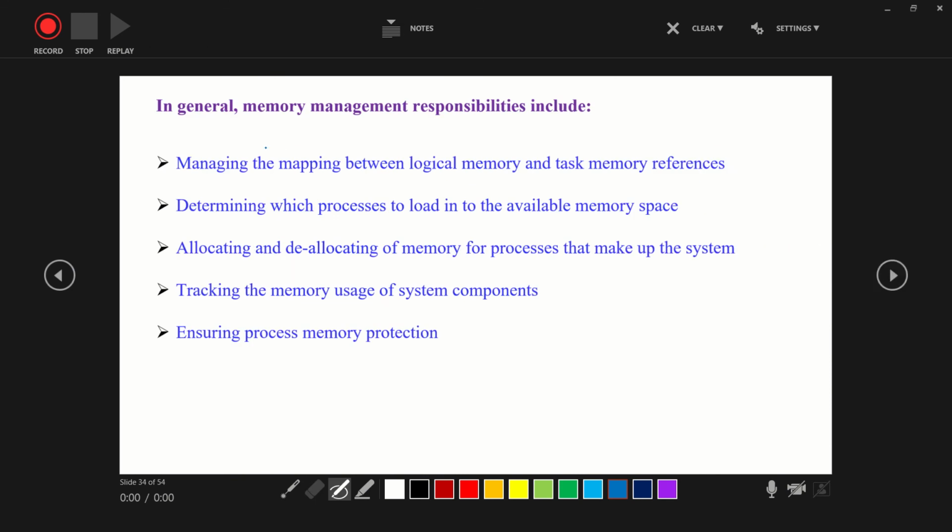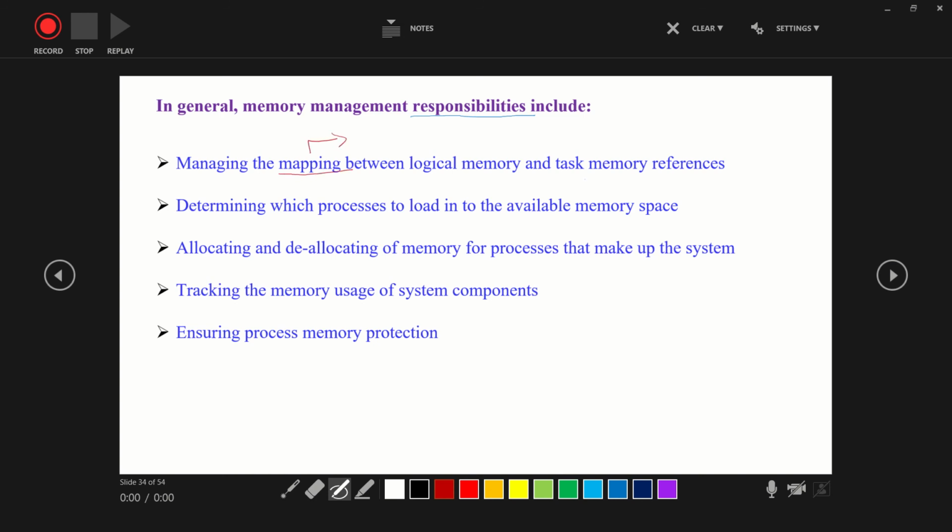Next one is in general memory management responsibilities. So what are the responsibilities of memory management? These are all the responsibilities. Managing the mapping between the local memory and task memory reference. That is what we are going to do. So mapping, what is this mapping?